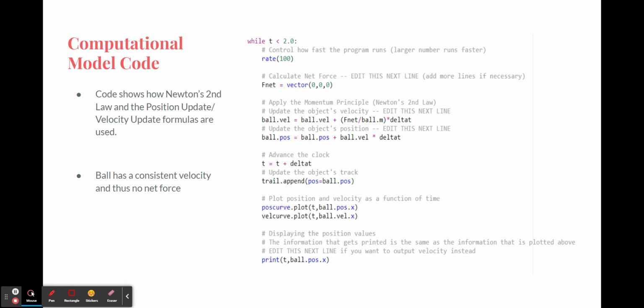Now, this is the next section of my computational code. The formulas I discussed before, the last two, are used in this code. The updated velocity formula is shown here, and it's put into Python so it can compute it. And the updated position formula is shown here. The ball has a constant velocity and thus no net force, as shown by the F net equals vector 0, 0, 0. And this is my code.